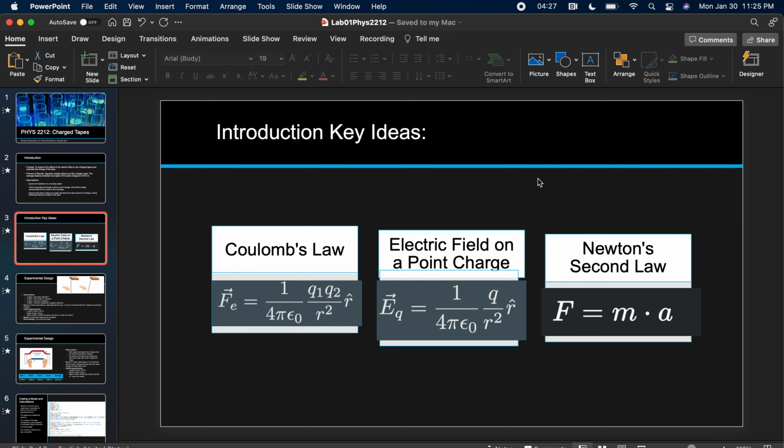And so here are some key ideas that were used in this lab. The first is Coulomb's law, which describes the electric force. The other one is an electric field on a point charge, which describes the vector of the electric field. And the third one is Newton's second law, which we will use to calculate the gravitational force and the electric force.